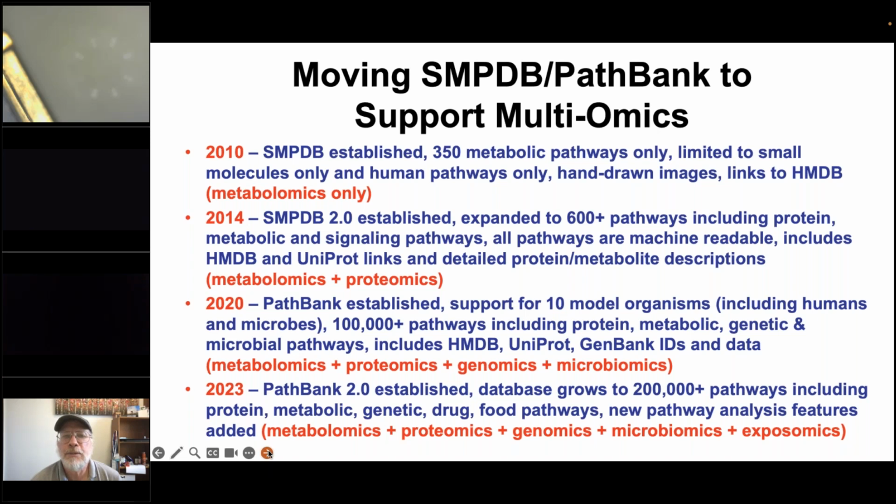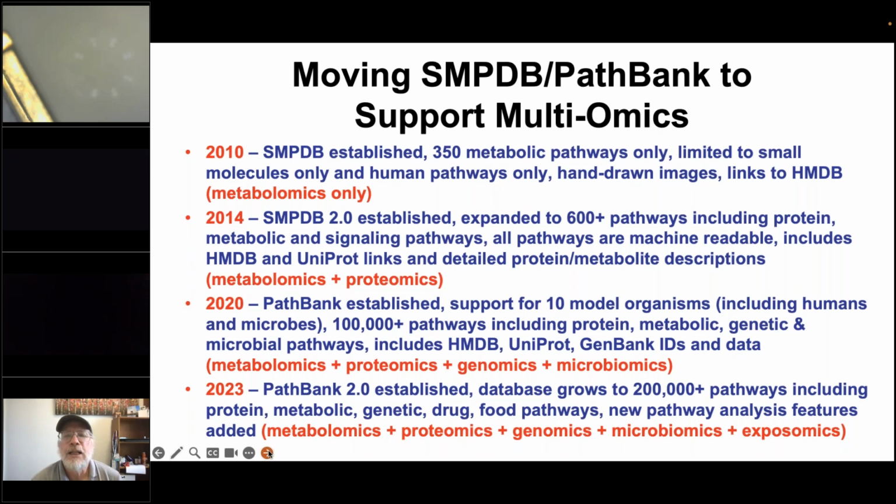2010, it was just a metabolomics database. Version 2 came out in 2014. We doubled the number of pathways, converted a lot of them to become more machine readable, but we also added more extensive protein or UniProt links and more detailed protein and metabolite descriptions. And we started including more protein as well as metabolomic pathways. So by 2014, SMPDB was already becoming a metabolomics/proteomics database.